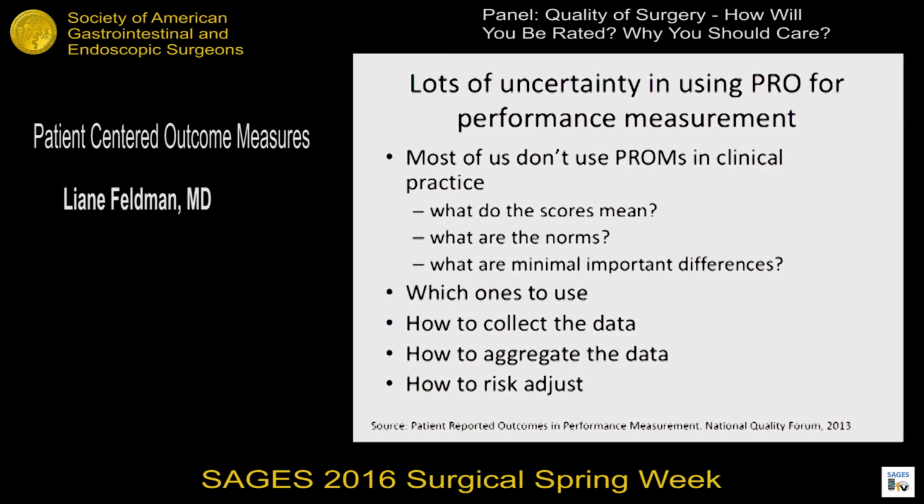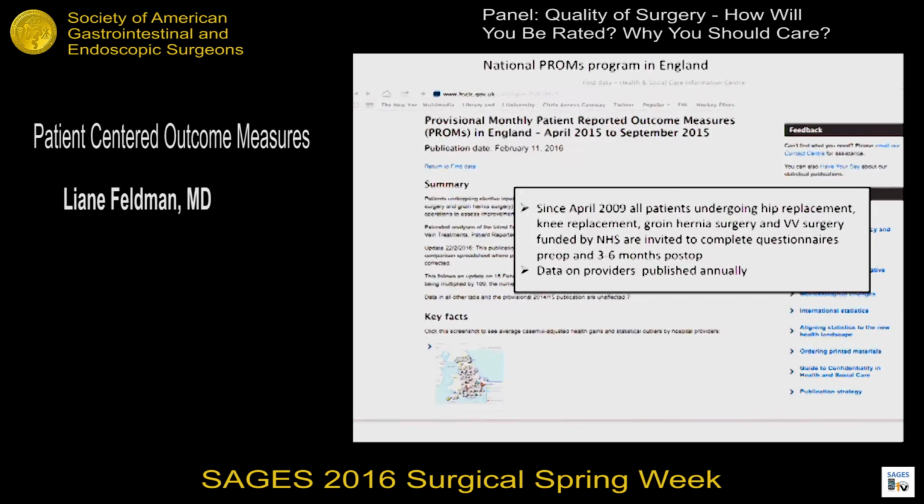How do we aggregate the data? So is it a percent? Is it a benchmark? Is it an average? And how to do the risk adjustment. So these are some of the uncertainties. But although there's a lot of uncertainty, that hasn't stopped some jurisdictions from forging ahead anyways. And this is a great story about how this can be used.